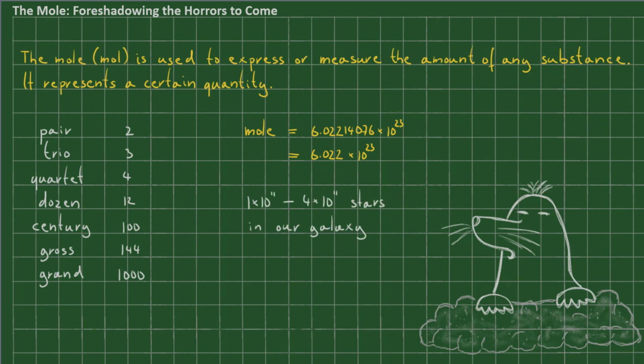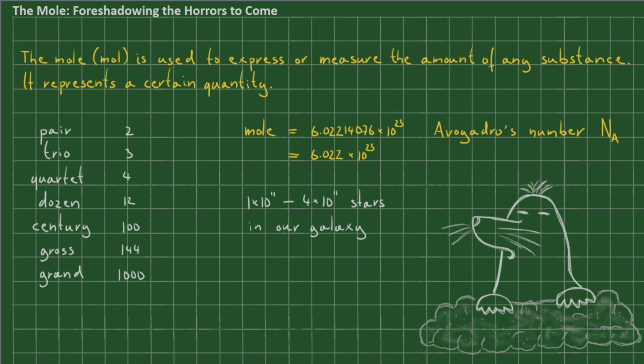To give you a sense of scale, there are approximately 1 times 10 to the 11 to 4 times 10 to the 11 stars in our galaxy. The mole represents a quantity much larger than that. This quantity is also known as Avogadro's number or Avogadro's constant, and it has a symbol of capital N with a capital A in the subscript.